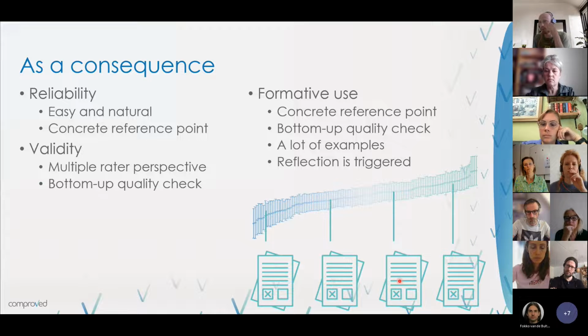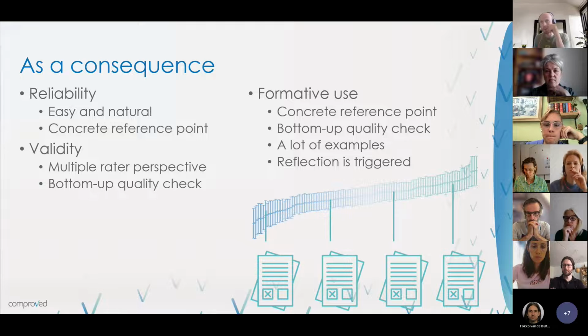For instance, I go to this one, I click on the paper, I can read the paper, I can read the feedback. So I can see what the gap is and what I should do to bridge the gap and to become better and better and better. This was a brief and short introduction to comparative judgment.